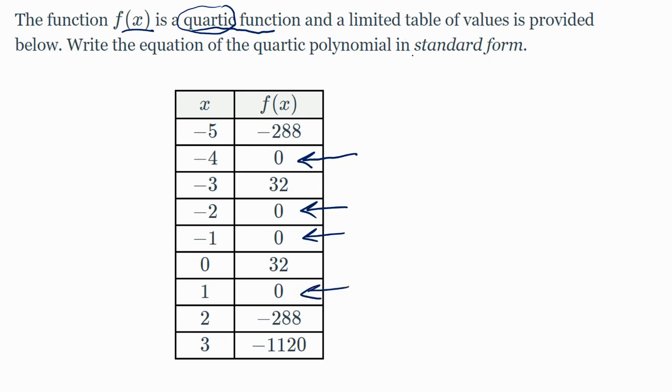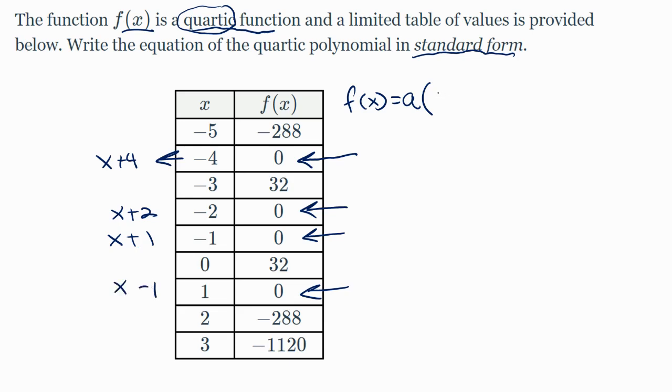My job, though, is to produce a function in standard form that models this table, and so I'm going to have to be concerned about the factors and the a value. And then once I get that all set up, I have to multiply to standard form. So here we go. We're going to say f of x is equal to my a value that I'm not sure about yet, my leading coefficient. And then I'm going to do the opposite of each of these: x plus 4. This is going to be x plus 2. This is going to be x plus 1. And finally, x minus 1.